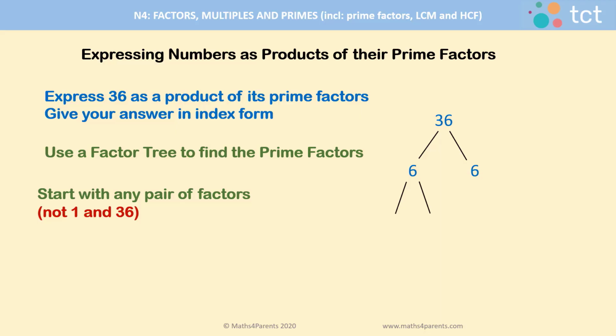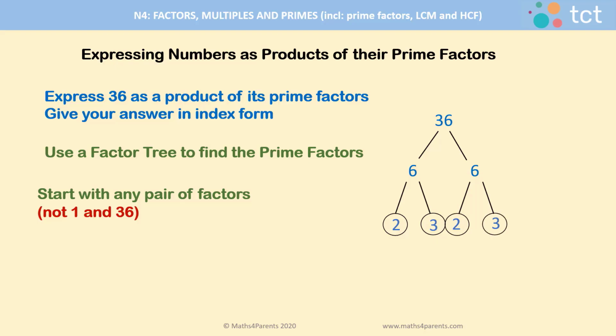With each 6, I'm going to find a pair of factors that make 6. 2 times 3 is 6. Is 2 a prime number? It is, so I cut it off there. And 3 is also a prime number, so I can't carry on with that one. I go back to the other 6 and I can do exactly the same. 2 times 3 is 6, and they're both prime.